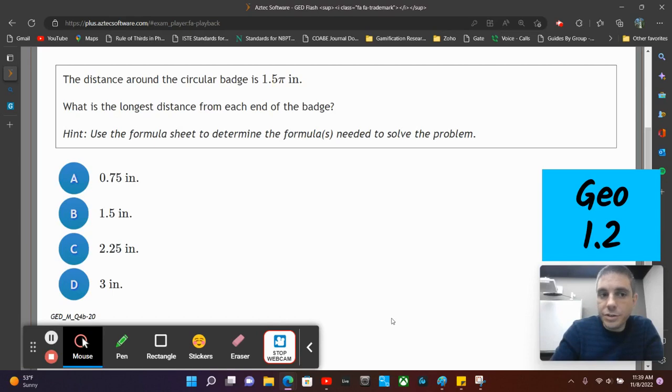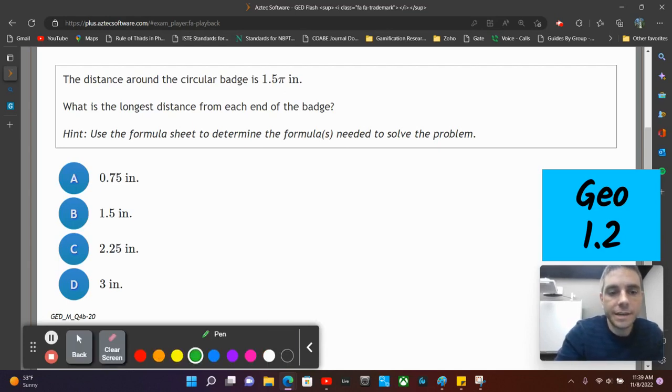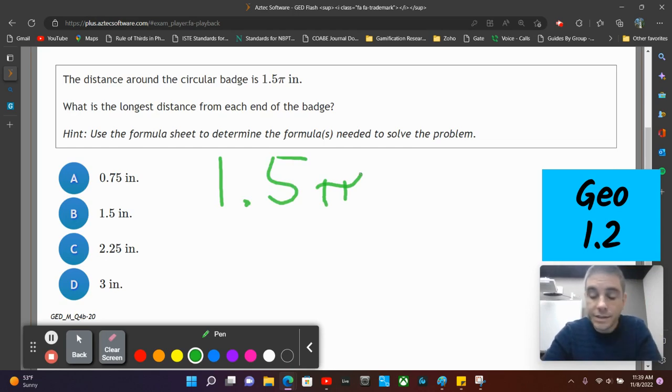So what they're referring to here would be kind of like the perimeter of the circle, and it tells us what that distance is. And they describe that distance around the outside of the circle as 1.5 pi. Now, it's interesting here, they're using a little bit of algebra language when they say 1.5 pi, because pi is a value that we do know.